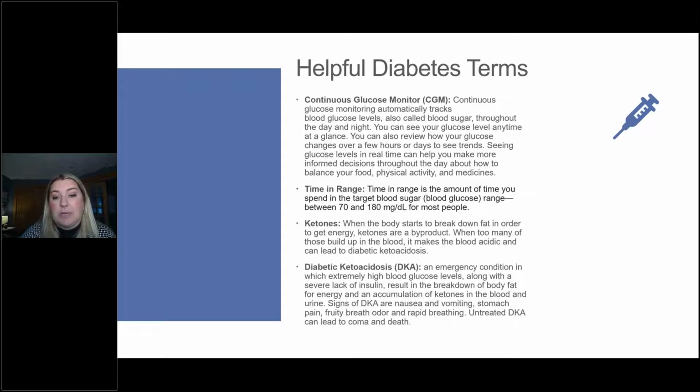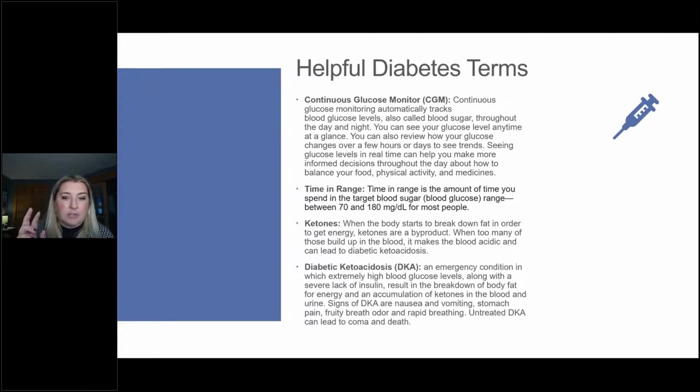Ketones: when the body starts to break down fat in order to get energy, ketones are a byproduct. So again, always looking at that, especially as a type 1, to make sure we don't have ketones in our system. Those are always caused by not enough insulin and too much sugar in our system. Diabetic ketoacidosis, DKA, is very scary. It's an emergency condition: extremely high blood glucose levels and a severe lack of insulin.